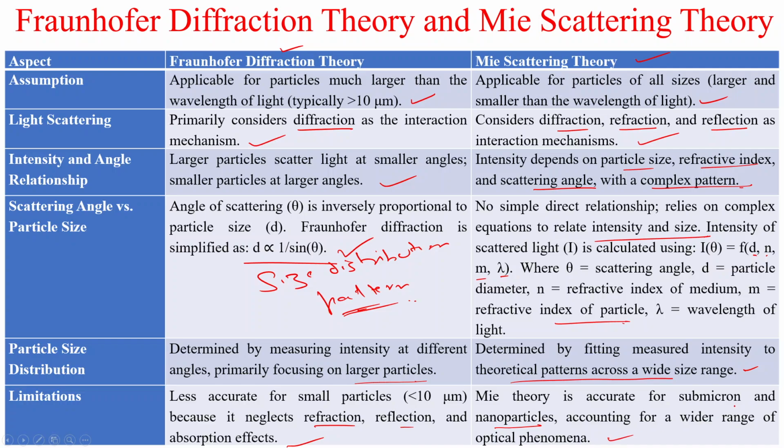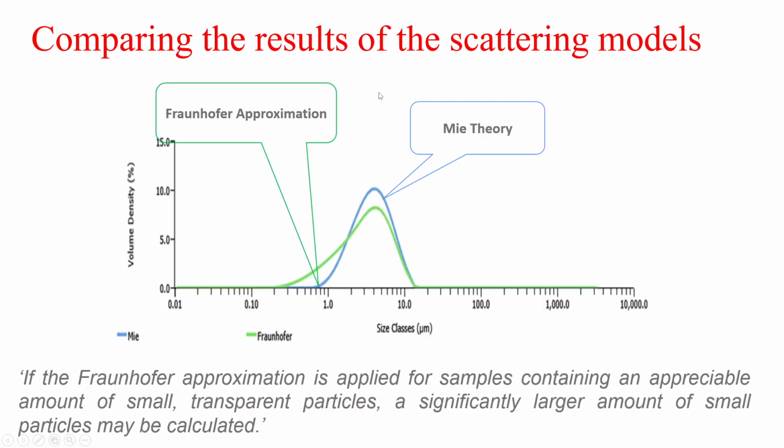So these two theories or models are built, and then comparison is done with the theoretical models which are there in the instrument, and then we will have the size distribution of the particles in the solution, and then different values will be there in the result. So what all values can we see here?